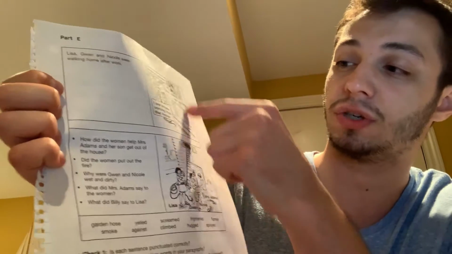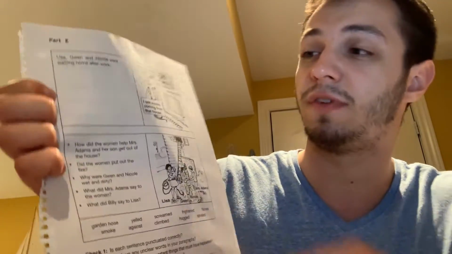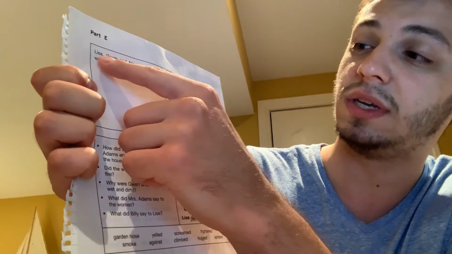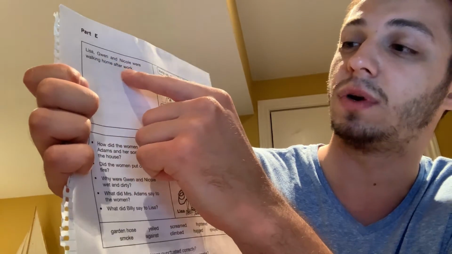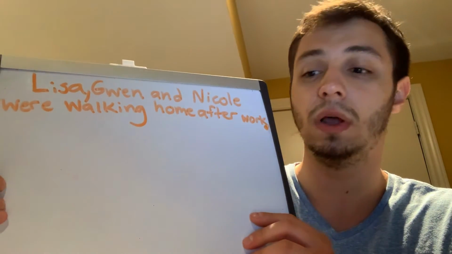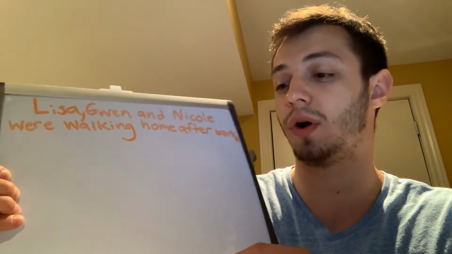So let's write the beginning of your story together. Right, so what we're going to do is write about the very first picture. Like I mentioned before, in the first box, "Lisa, Gwen, and Nicole were walking home after work" will be the beginning of your story. So I've written it down right here. So now what we have to do is report on what we see in the picture.